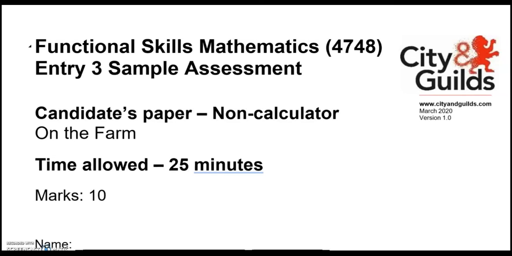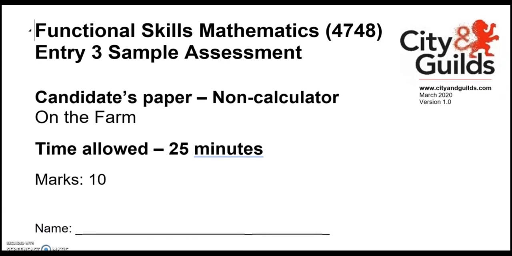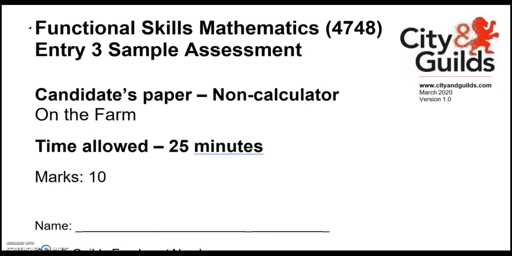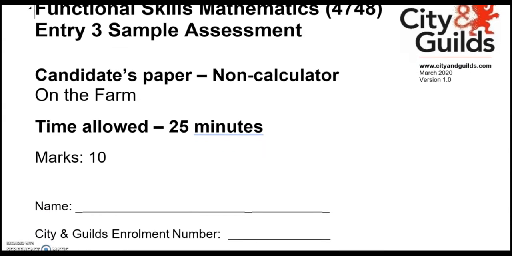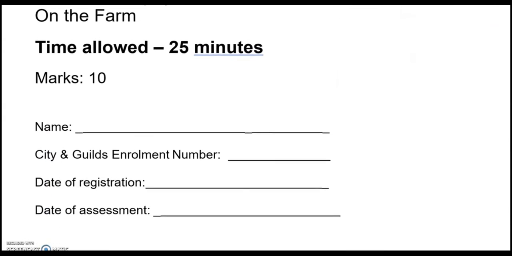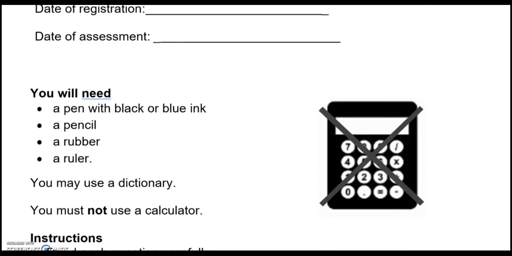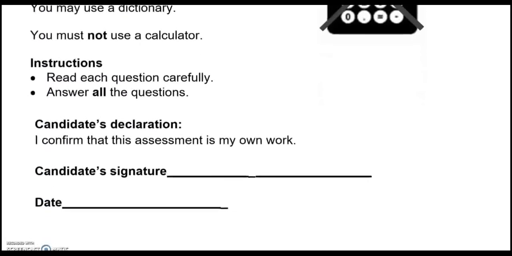This is an Entry 3 Functional Skills Maths practice paper from City and Guilds. It's split into two parts. The first part is worth 10 marks and you can't use a calculator. In the second part, you can use a calculator.